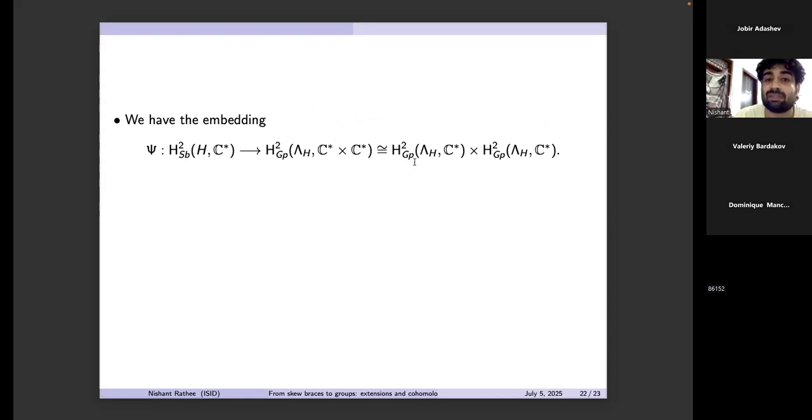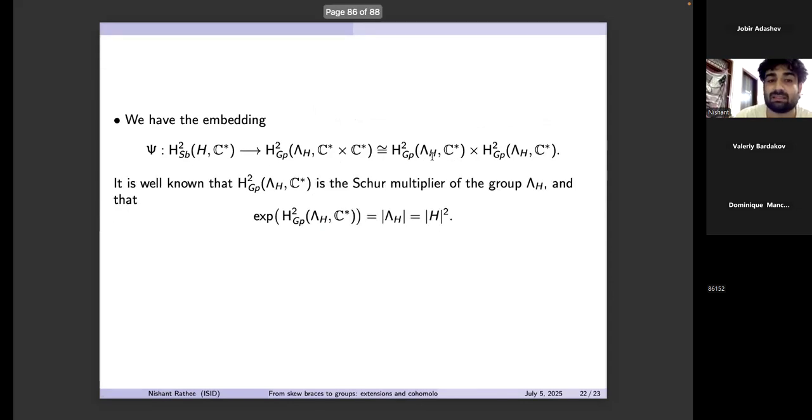You can decompose this second cohomology group into this because this cohomology functor is distributive on the modules. So you can break it down into the direct product of the Schur multiplier of the group lambda H. And it is well known that the group H²(lambda H, C*) is a Schur multiplier of group lambda H, and its exponent is okay. So this is a typo. This exponent always divides |H|².